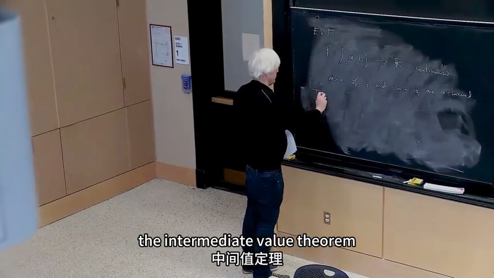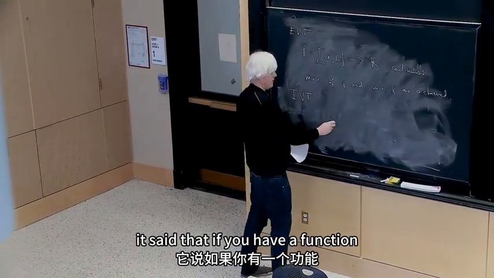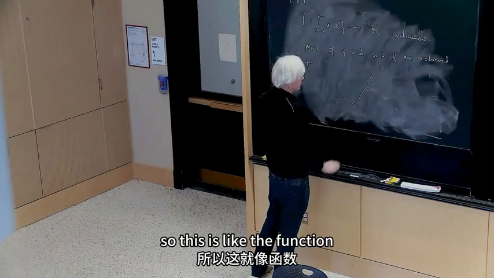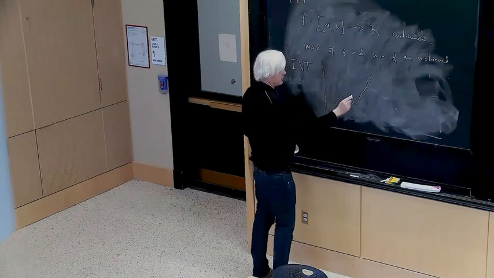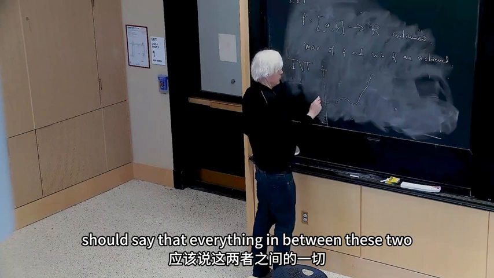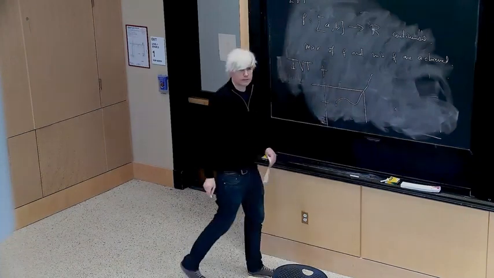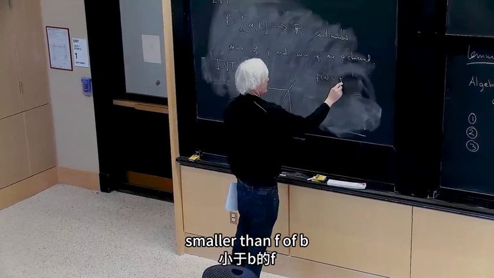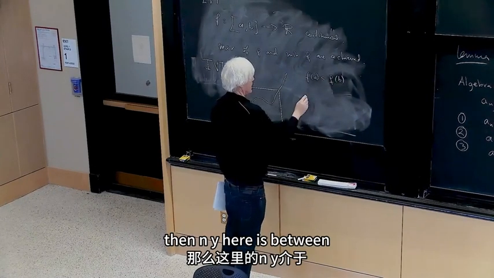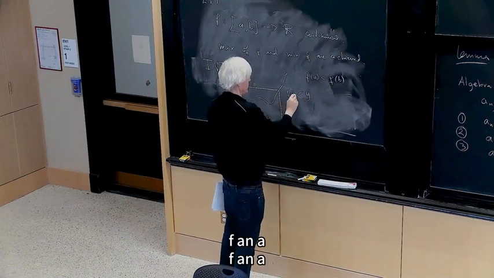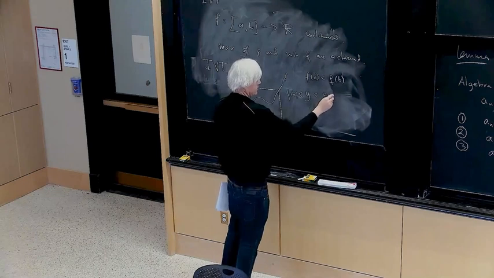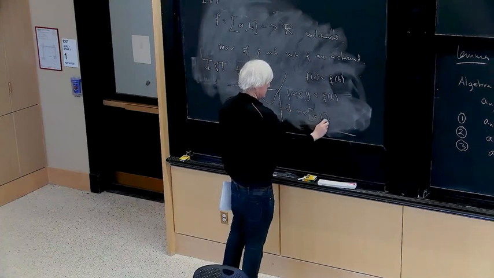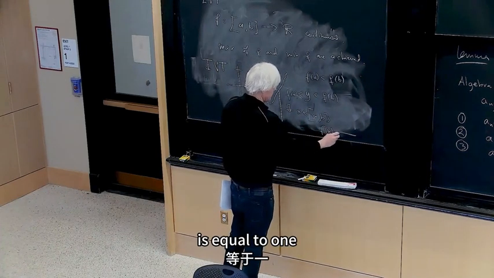The intermediate value theorem said that if you have a function, imagine that it's starting off here and ending there. So this is the function. The intermediate value theorem says that everything in between these two is also the image of something. Right? So let's say that f of a is smaller than f of b, and y here is between f of a and f of b, then there exists an x between a and b so that f of x is equal to y.